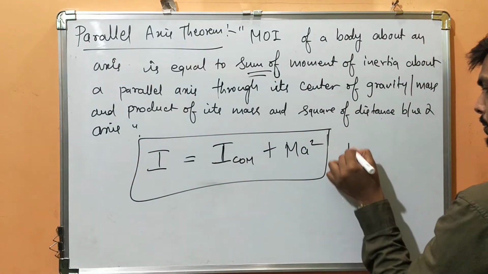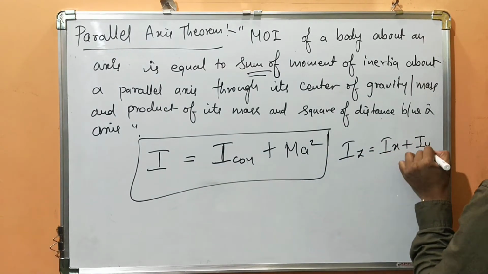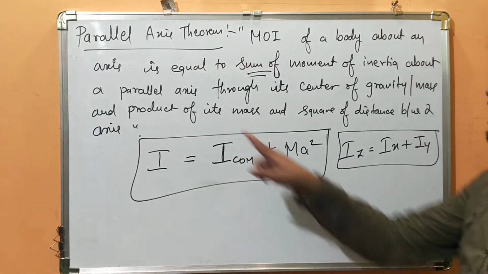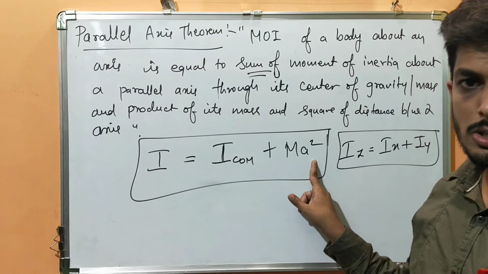Please don't confuse yourself with the perpendicular axis theorem. What is the perpendicular axis theorem? Iz equals Ix plus Iy. What is the parallel axis theorem? I equals I_COM plus M A square.